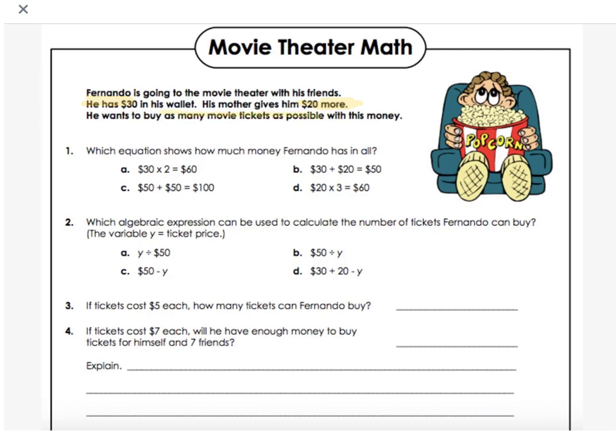with this money. All right, so the first question says, which equation shows how much money Fernando has in all? Remember, an equation is the type of math, it's the math problem that you're going to set up to find the answer. So which math problem setup will help us figure out how much money Fernando has in all?